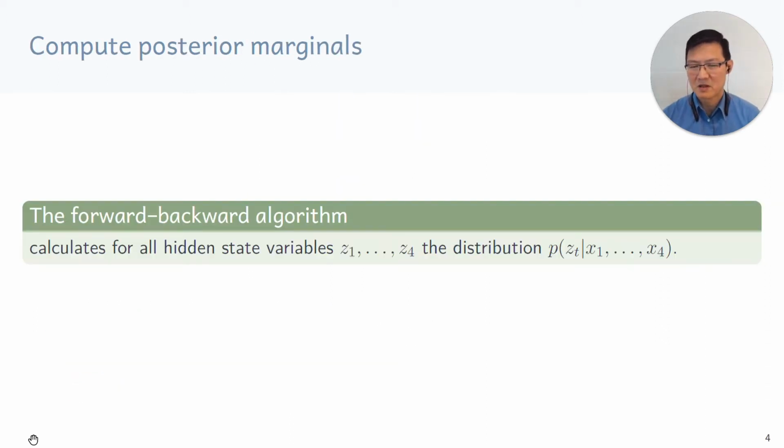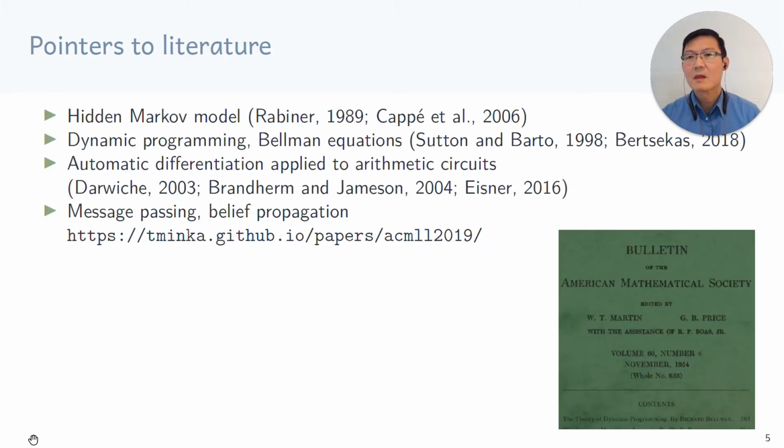Here, we focus on computing the distribution of the hidden state variables given the observed variables. And we do this by a well-known algorithm called the forward-backward algorithm. For an introduction to hidden Markov models, I refer you to the tutorial by Rabiner in 1989. And for further details, the book cited here.